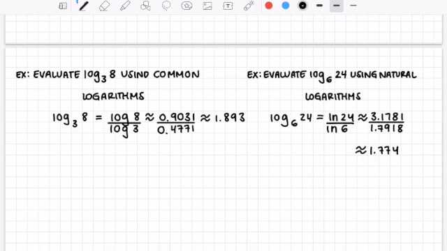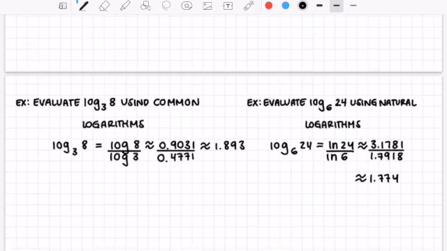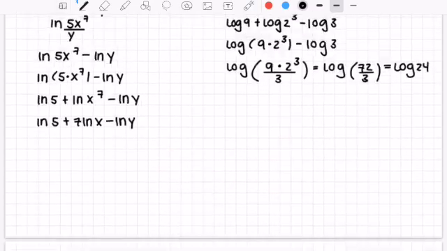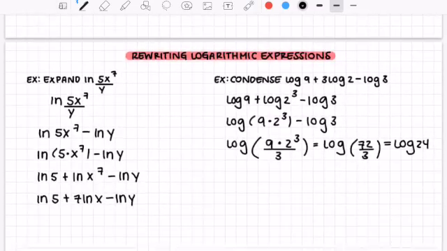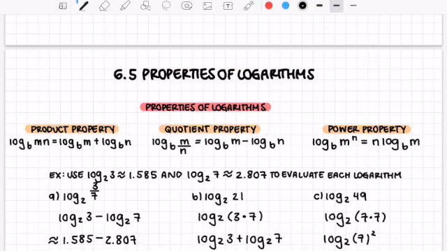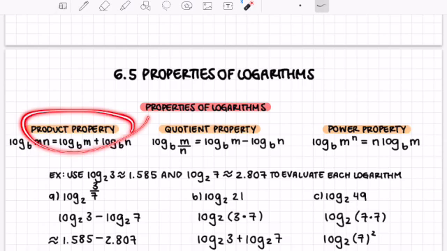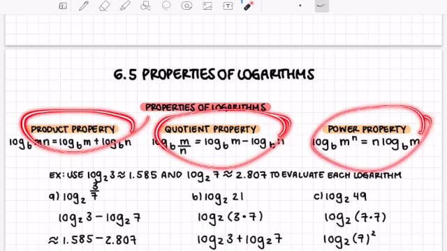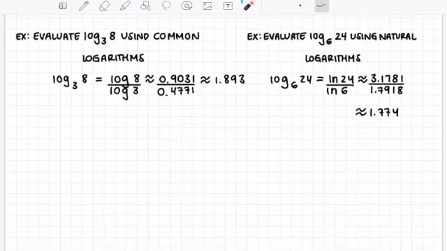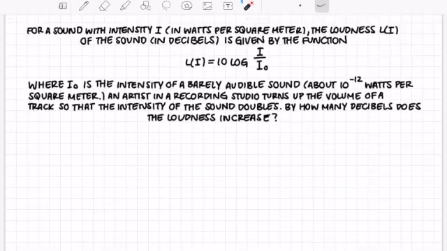And that would be the final property we're going to be looking at. I'm going to be using the properties of logarithms, where we have the change of base formula. We also had the rewriting of logarithm expressions. The properties are the product property, quotient property, and power property, included with the change of base formula. We could try out a real-life situation.